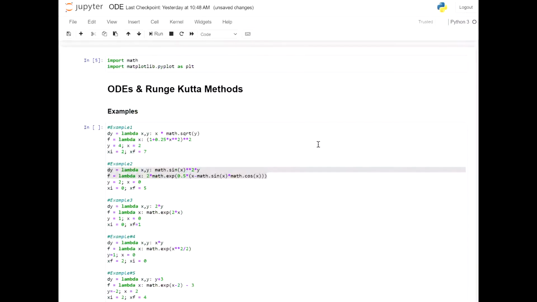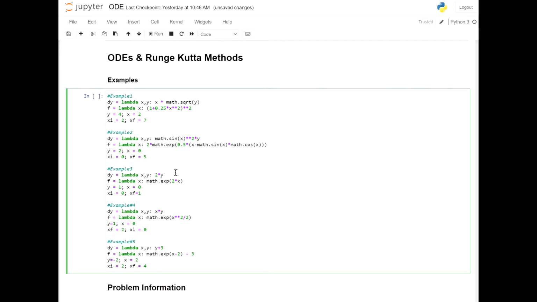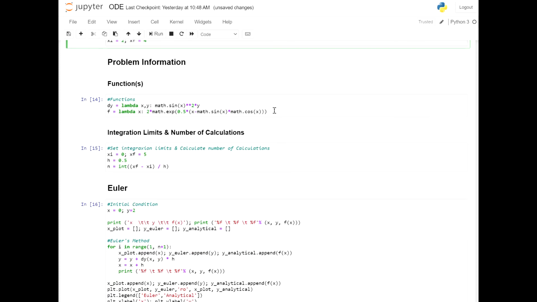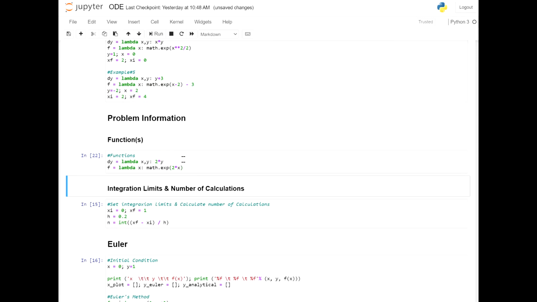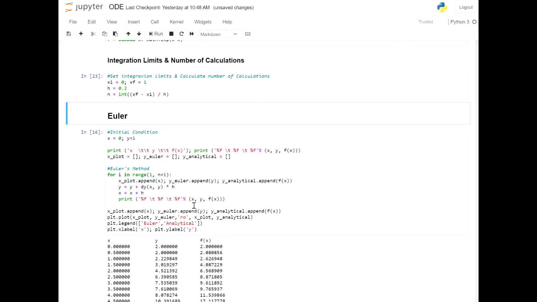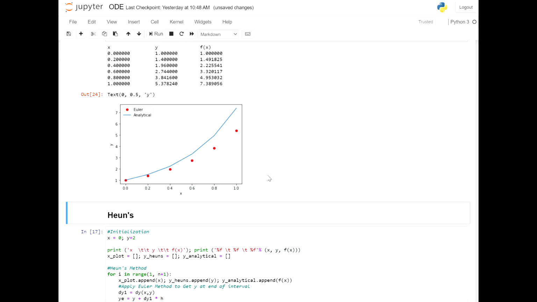So let's actually go to the third example here, which is 2 multiplied by y, and let's take the exact solution. We're dealing with an integration interval 0 and 1, and here y is equal to 1, x is equal to 0. So I'll add this here. It's 0 and 1. Maybe because it's a small integration, let's actually do this to 0.2. And x and y is 0 and 1. So let's run the function, run the integration limits, and run the Euler.